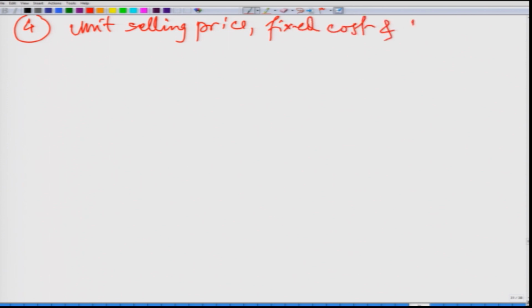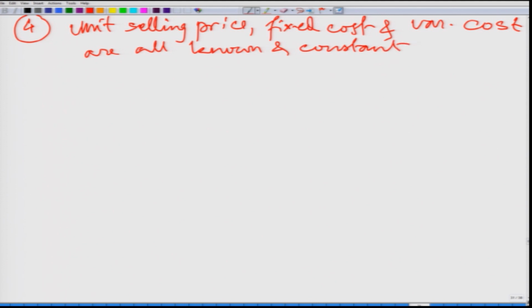The next one is we have information about the unit selling price, the fixed cost and the variable cost. They are all known and constant. They are not changing while I am doing this CVP analysis, so they will remain constant.